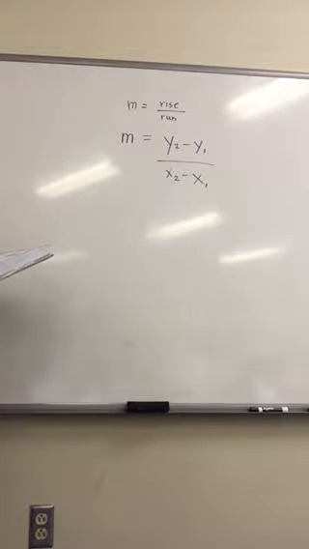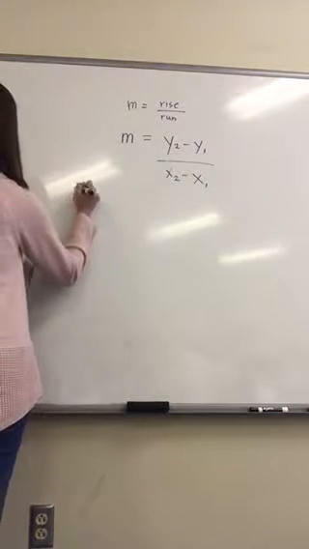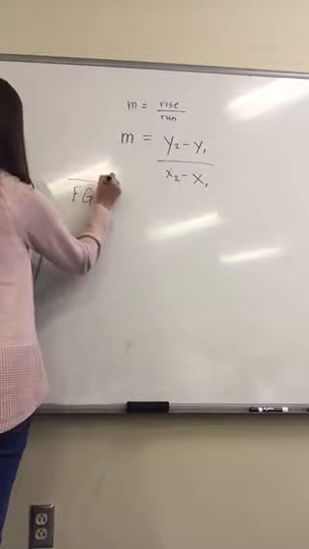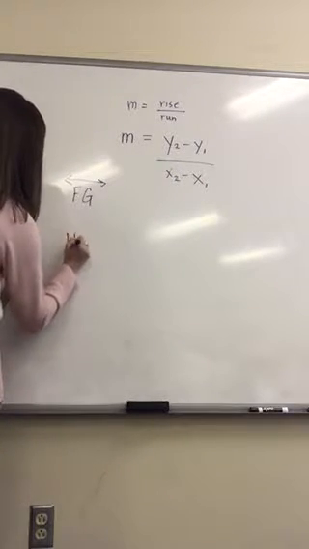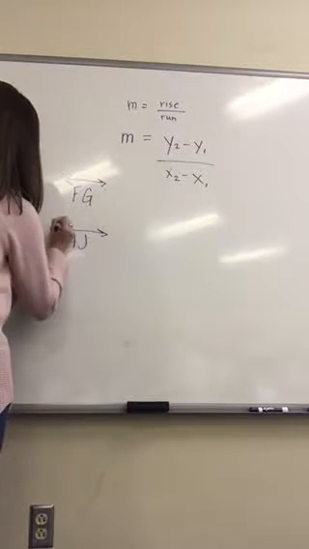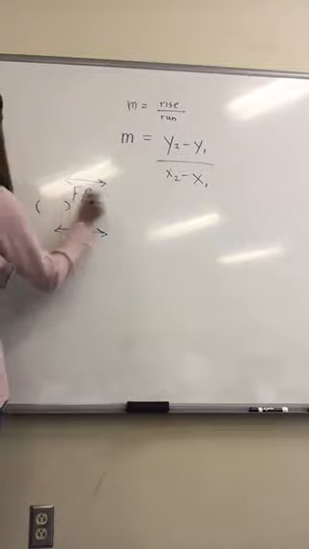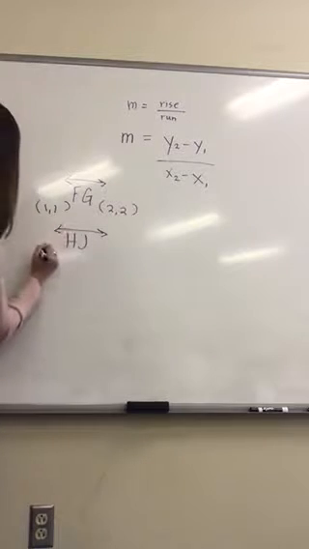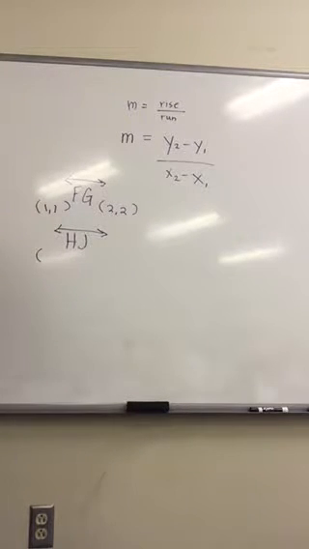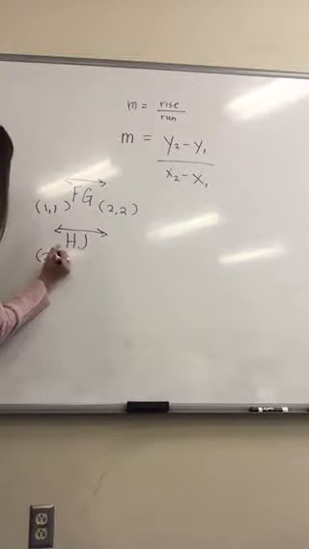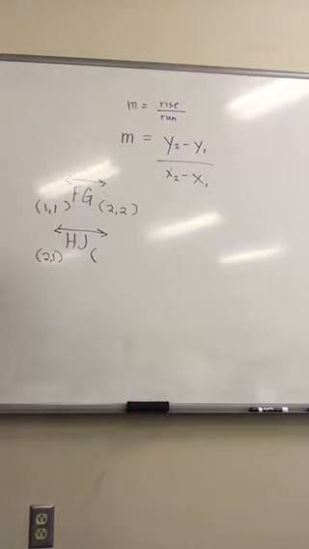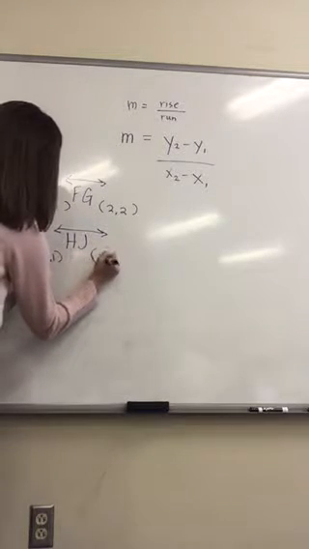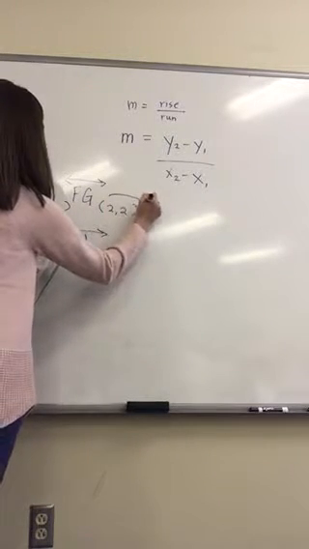This time we're going to do it for FG and HJ. Line FG, line HJ. Now, these may be too small for you to read. I'm sorry if they are, but for my own sake and visual needs, I'm going to plug these in with the letter. So F's coordinates are 1 and 1. G's coordinates are 2 and 2. H's coordinates are 2 and 1, and J's coordinates are 1 and 2.